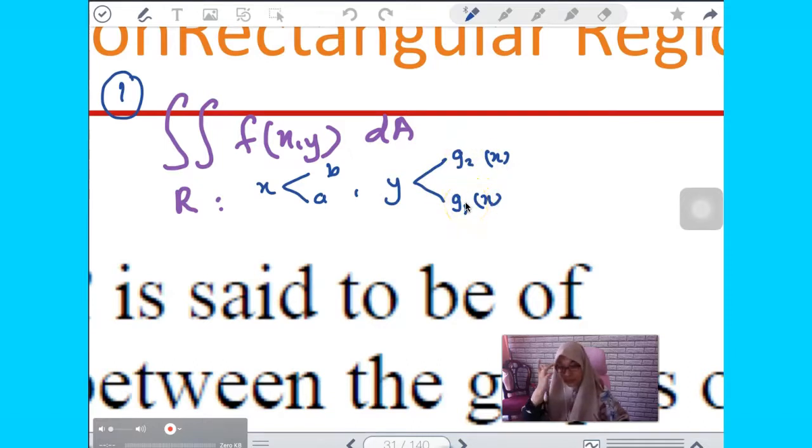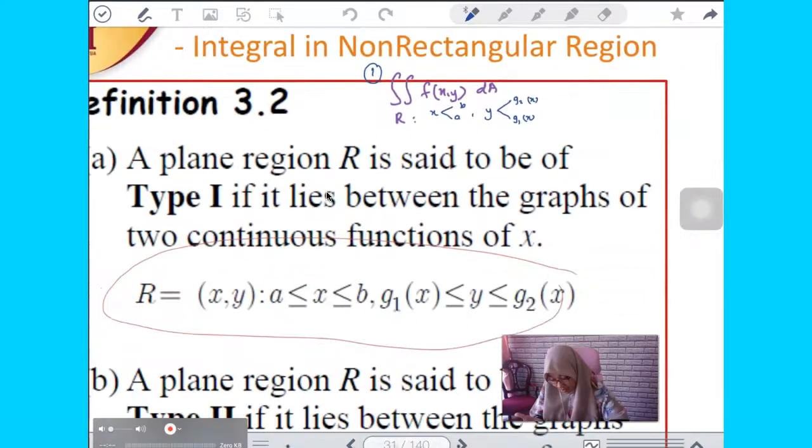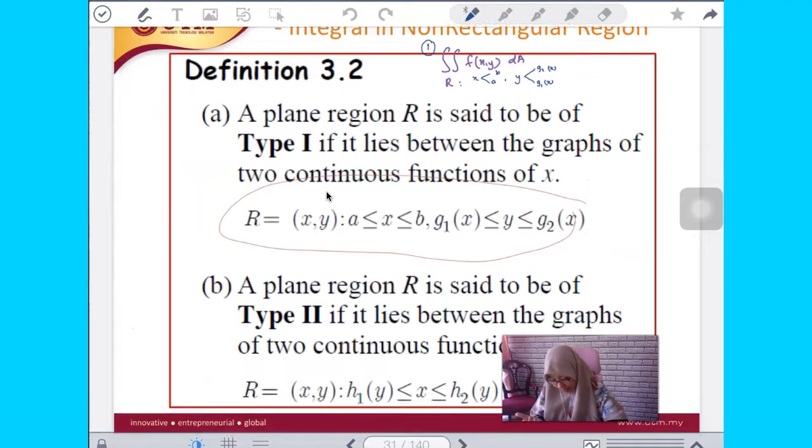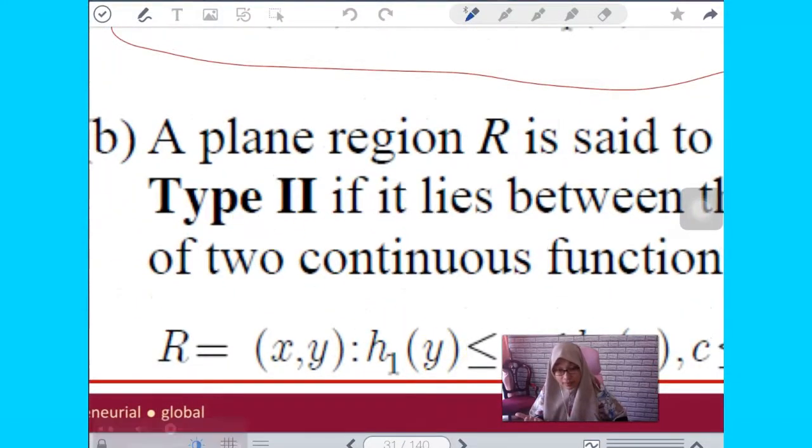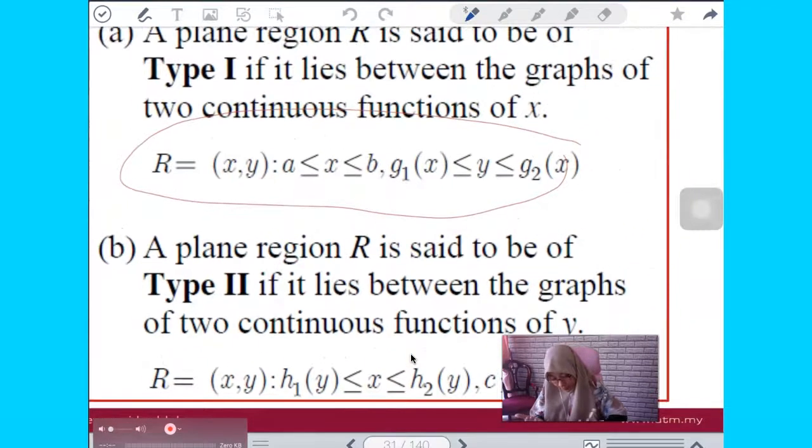Okay, but if you say that there is x constant, that is the first one, type 1. Type 2 means that now x is a function, h1, h2, and y is a constant, c and d. So that is type 2.